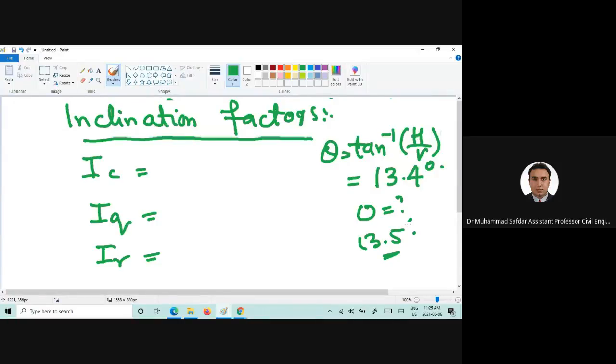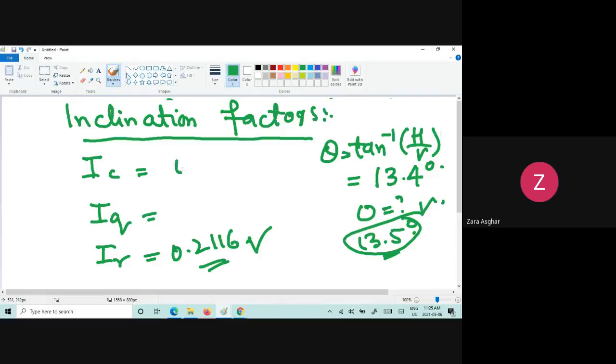13.5 degrees, I would say, is the closest one. So you can use that theta value for finding the Ic, Iq, and I gamma inclination factors. So please kindly calculate and give me those values. Sir, I gamma is 0.2116. 0.2116. Okay, I see, reasonable. 0.72. 0.72. Okay, that's good. Both are reasonable.